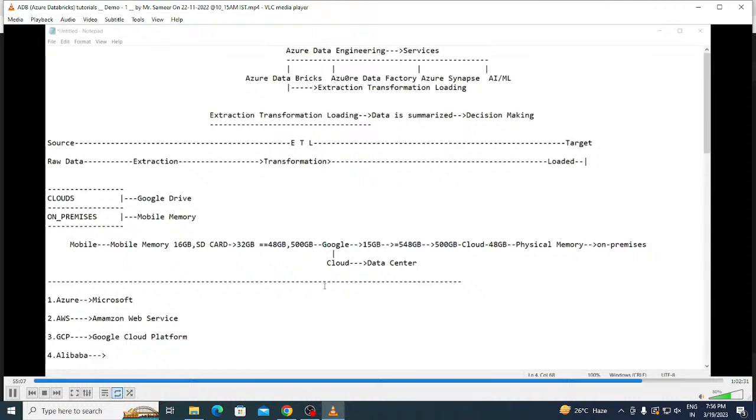PySpark. Okay. Do we need to learn that also for ADB? Yes, of course. I will teach you that PySpark also. Okay. Thanks, sir. That's it. Any other questions, guys? Sir, what is the duration? The duration will be 60 hours.